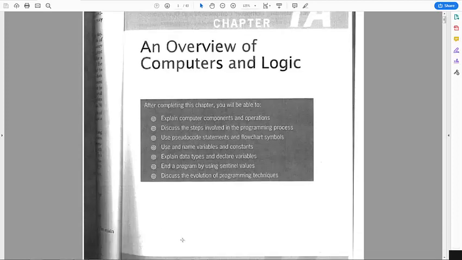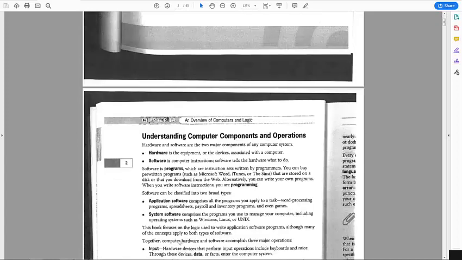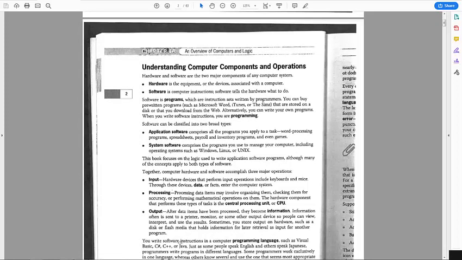So read all the chapter objectives. I'm not going to read the chapters for you, but I can guarantee you there are words that you see for the first time. Understand computer components and operation. This is the subheading that talks about the details of each of the sections. You think you know what hardware is, you think you know what software is. Again, these are just definition words. Anything that is bold is fair game.